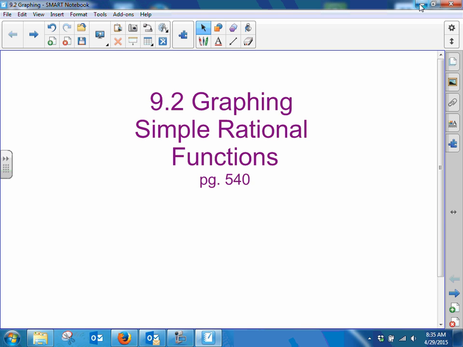Okay, so there's going to be a lot of notes because this type of graph is a little tedious. Yes, there's going to be a lot of notes today, but it's really, really important that you make sure you get everything down. So 9.2, if you want to follow along, that's where we're at.